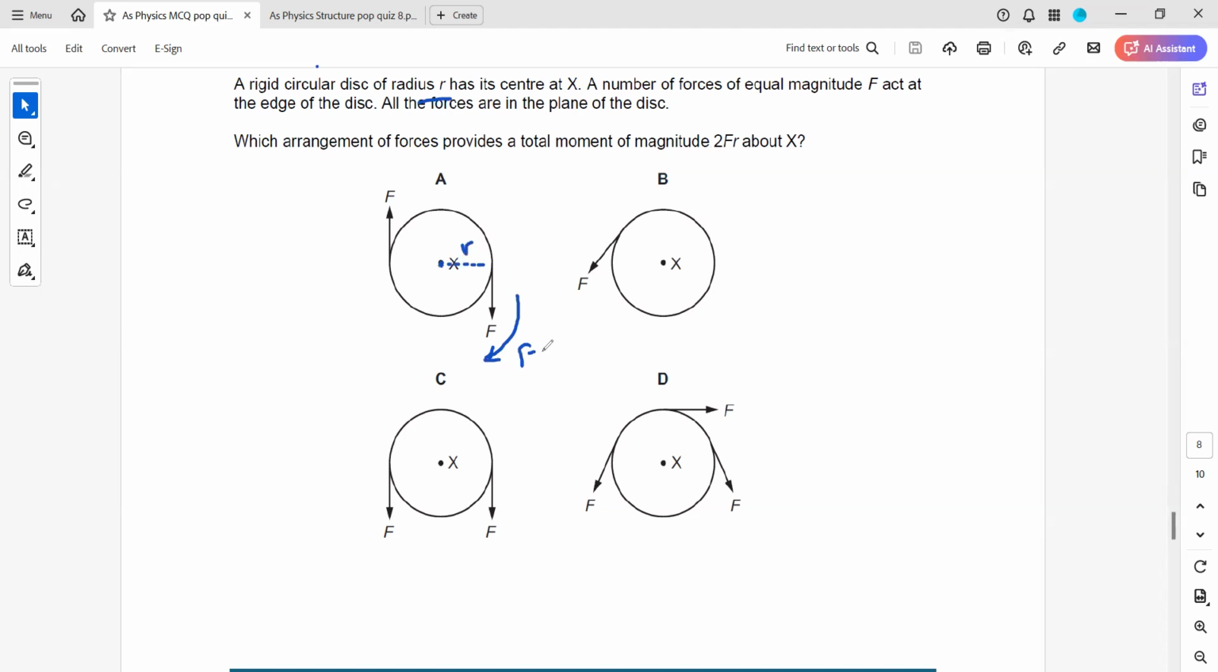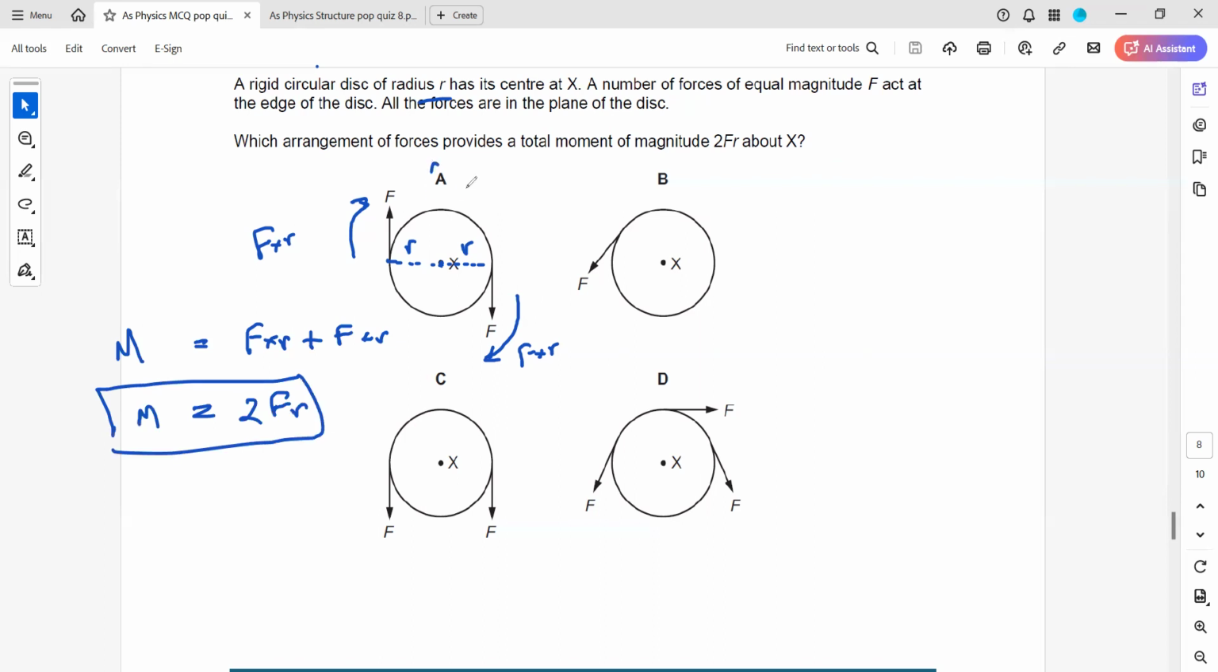It is F into r. And what is the turning effect of this one? The other upward force is also F into r. Because the two are in the same direction, how do we get the resultant? The resultant will be Fr plus Fr, because the two moments or turning effects are in the same direction, so we add. So the total moment in this case will be 2Fr. That's why A is the right answer.